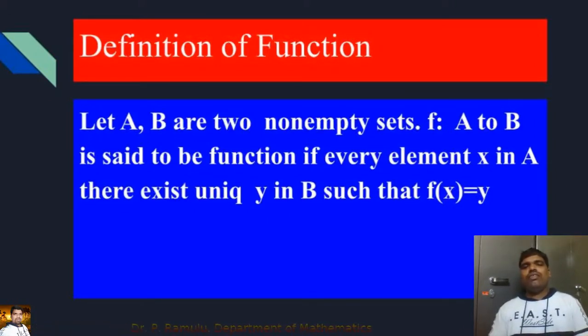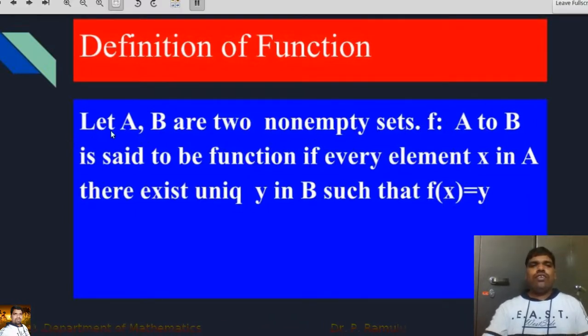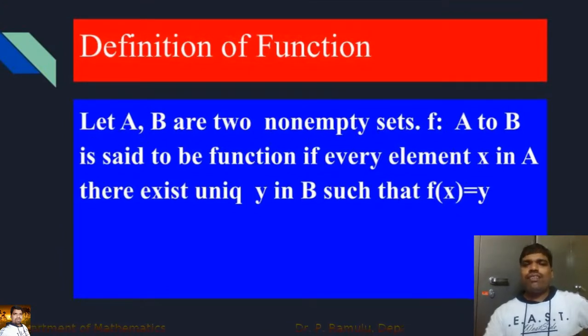Let A and B be two non-empty sets. f from A to B is said to be a function if for every element x in A there exists a unique y belonging to B such that f of x equals y. I'm repeating again: f from A to B is said to be a function if for every element x in A there exists a unique y belonging to B such that f of x equals y. So this is actually the definition.